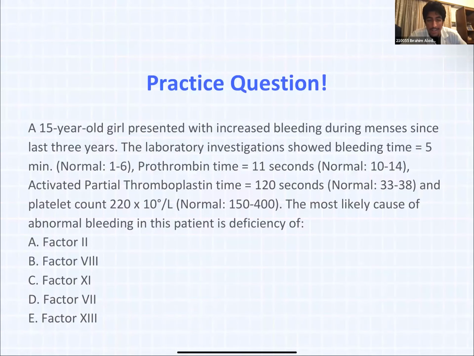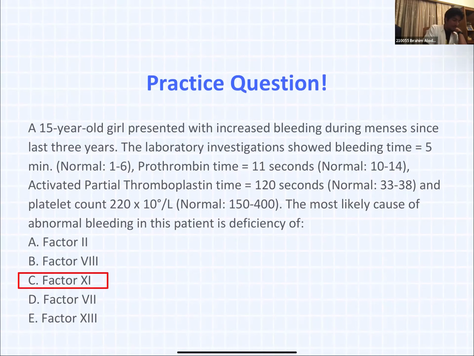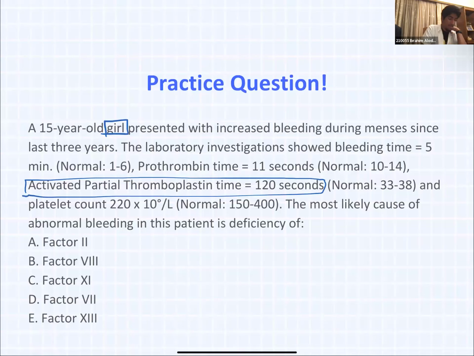Let me get 2 more answers and then we're going to discuss the question. Okay, I got 2 more answers. The correct answer is C. So we have a female patient who is having a prolonged APTT. And remember in that slide, I said the most likely thing that a female is going to have is a factor 11 deficiency. All right.